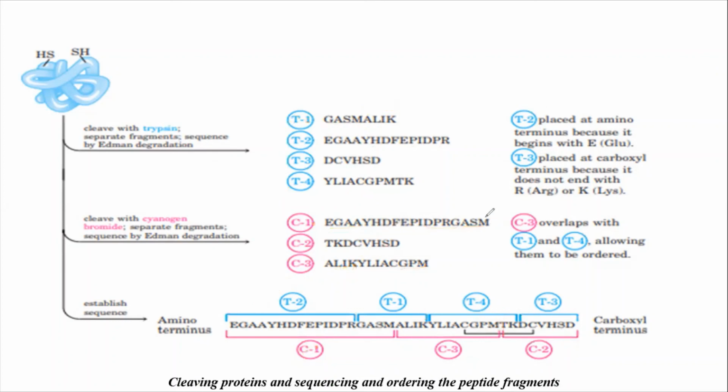One second, let me clear. So you can see over here, this overlap is present. Correct? Can you see this overlap, CGPM or CD, this thing, it is given. DCV, HSG, HSG. Can you see? Yes, ma'am. So this is how you actually get the entire sequence of your polypeptide chain.